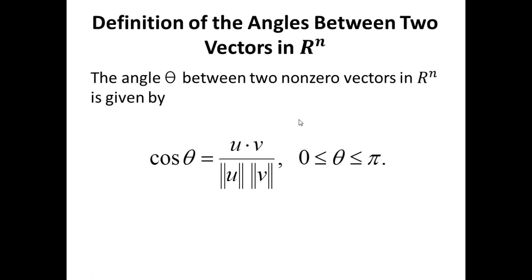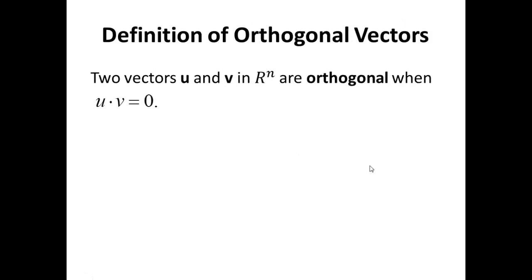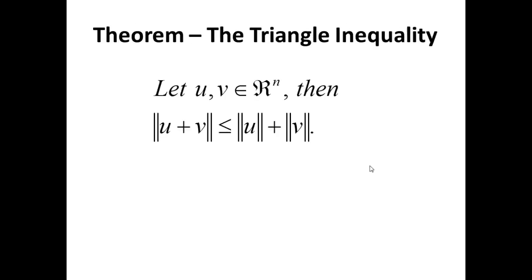And the angle theta between two vectors u and v is defined as follows. Cos theta equals the dot product of u and v divided by the norm of u times the norm of v, and theta is always between 0 and pi inclusive. Now let's introduce the idea of orthogonality between vectors. Two vectors u and v in the n-dimensional real space Rn are said to be orthogonal if their dot product equals 0. Very easy.